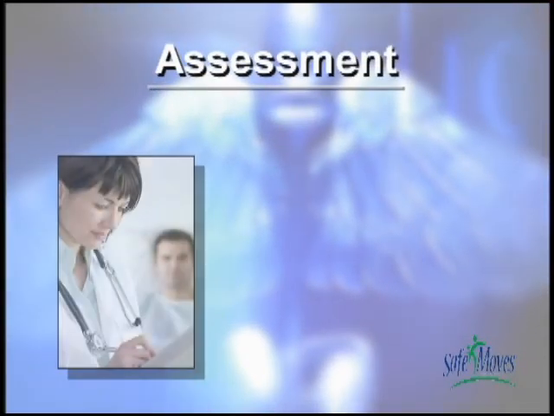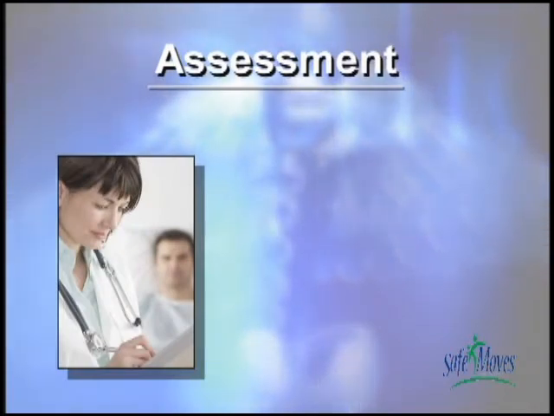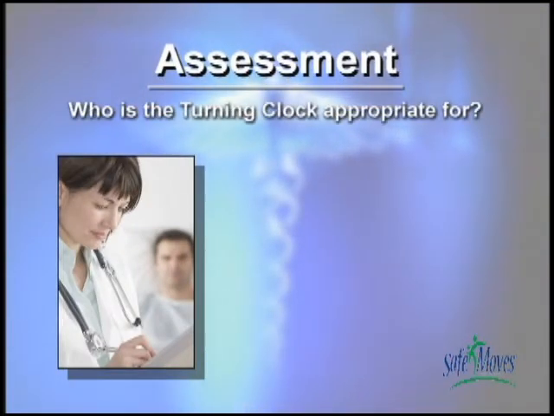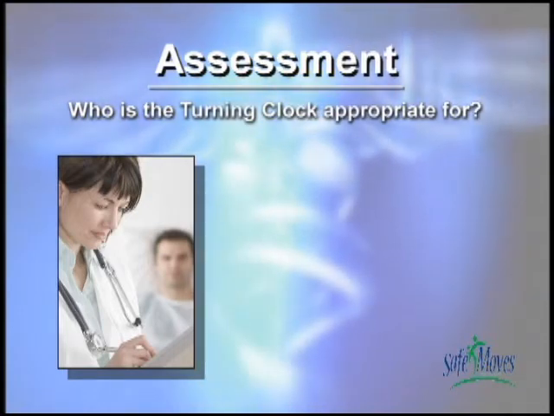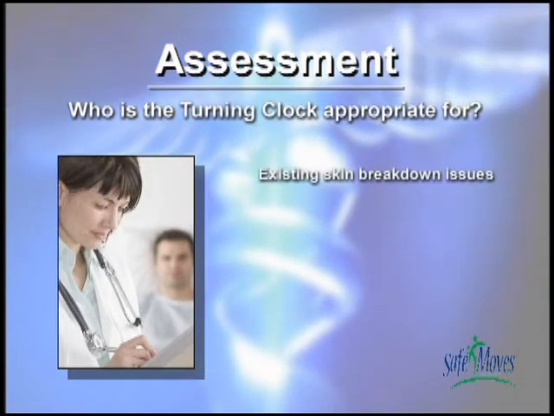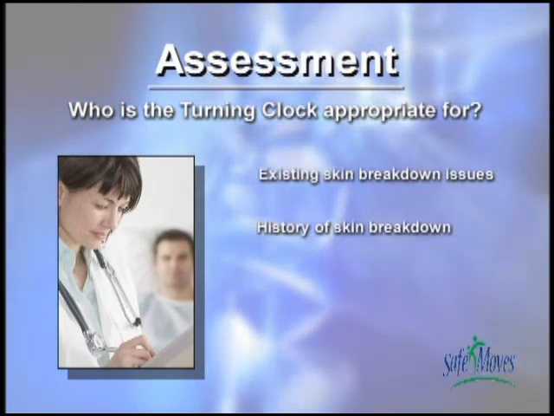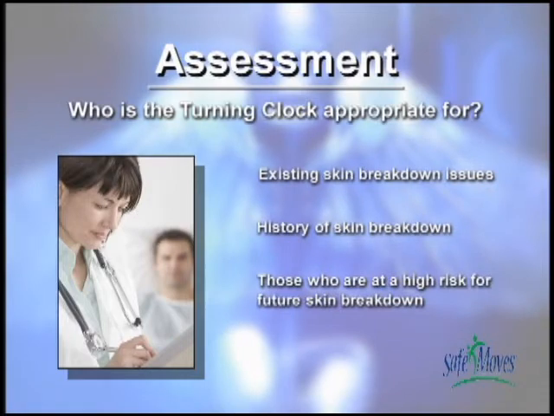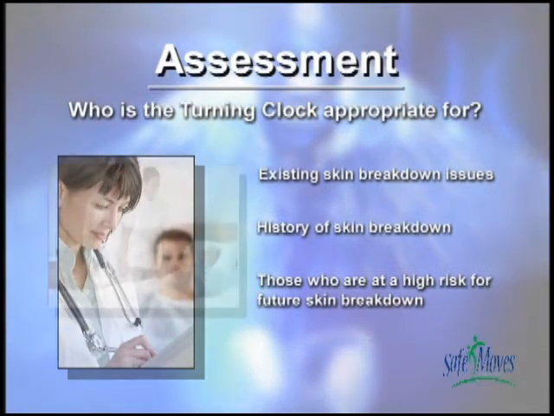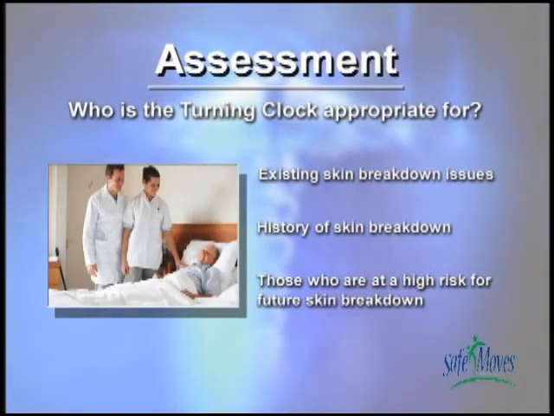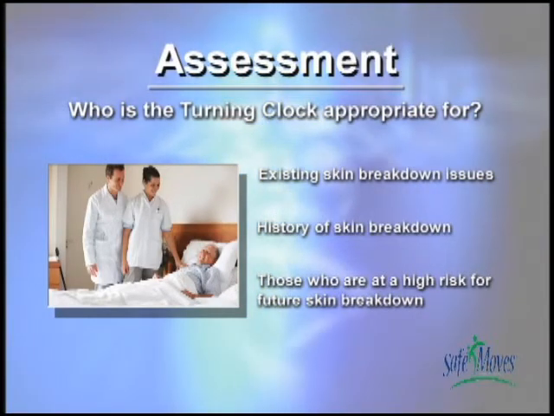Assessment. The first step of assessing for the turning clock is to identify those who could benefit from its use. The turning clock is effective with those who have existing skin breakdown, those who have a history of skin breakdown, and finally, those who are at high risk for developing skin breakdown. That is, those who are unable to reposition themselves in bed and wheelchair.